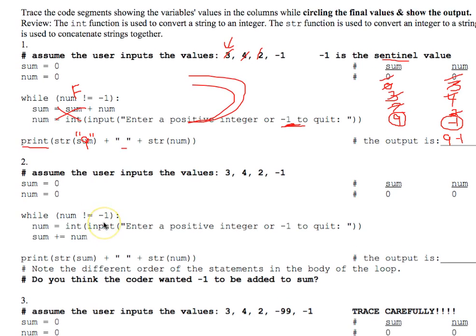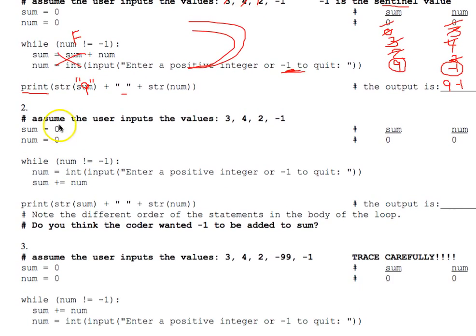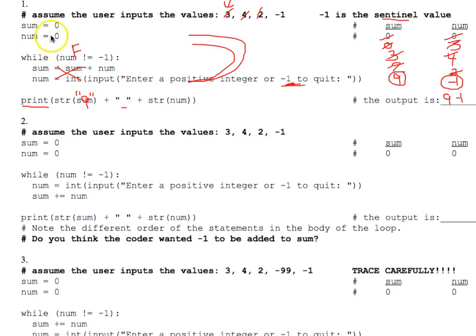Look at the other exercises without doing them. In number 2, it's the same code as number 1, only I switched the order of the two body statements in the while loop. It might cause a different answer. Good luck with that. Oh, by the way, in number 1, did you see that the whole purpose of the code segment in number 1 is to add up the numbers 3 plus 4 plus 2, but not to include the -1, which was just being used as a sentinel value. It could have been -2 or -3 as long as the coder communicated that to the customer.